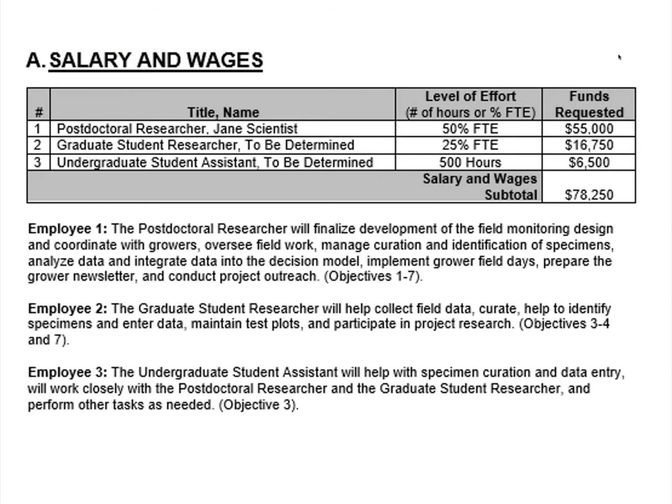Here's an example of a budget that includes 3 employees. Below the table, there's a justification for each employee working on the project. And again, note that each employee's justification must identify which project objectives their activities support.